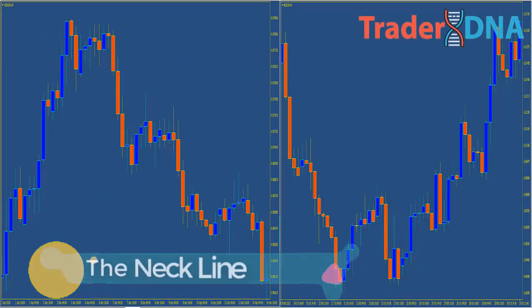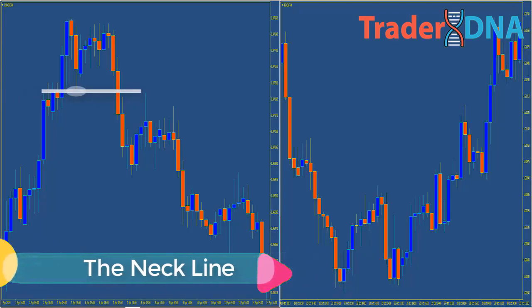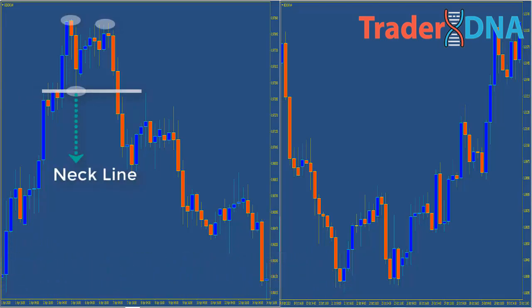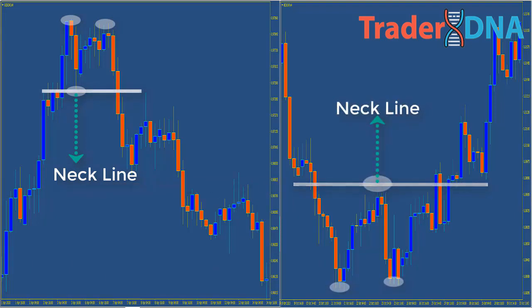The neckline. The neckline of the double top pattern is the horizontal level at the bottom between the two tops. Opposite to this, the neckline of the double bottom pattern is the horizontal level at the top between the two bottoms. The first thing you need to do when you spot the pattern is to manually add the neckline on the chart. It plays the role of a trigger for your trade. Therefore, this level is of great importance for your pattern.